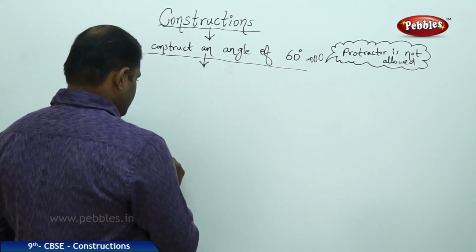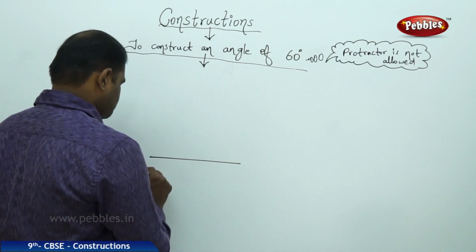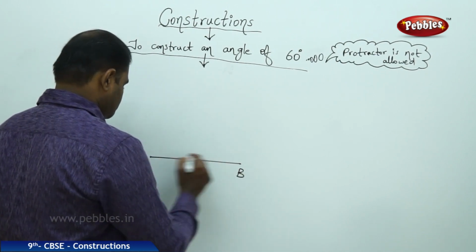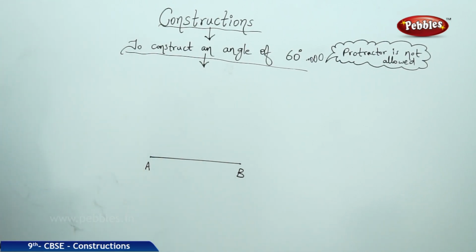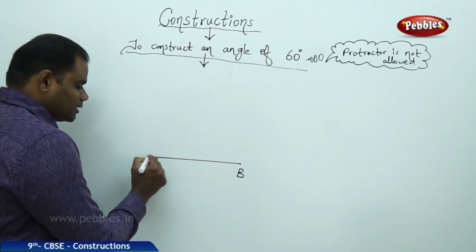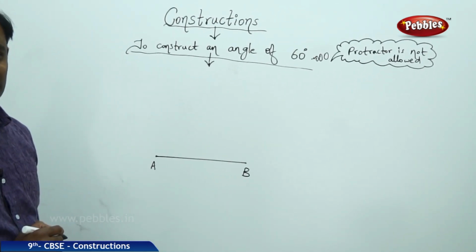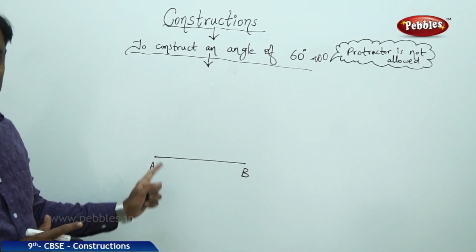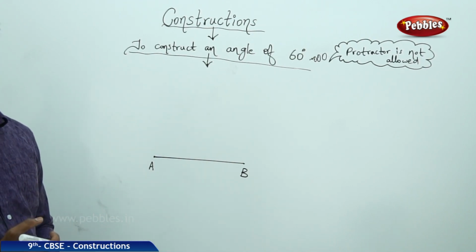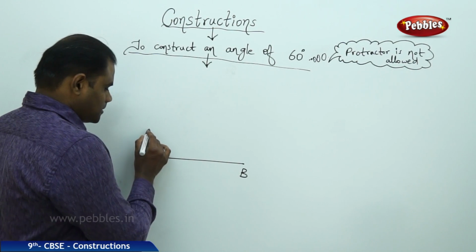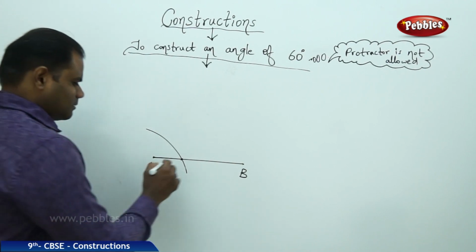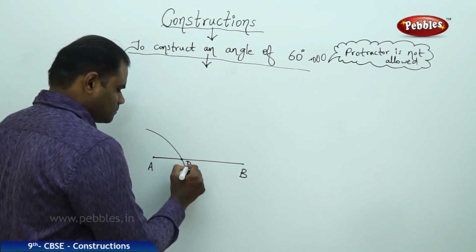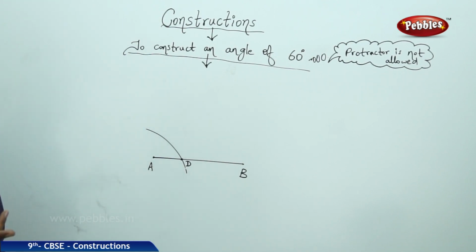So here I take a line segment AB. Now at this point A, I would like to construct a 60 degrees angle. So let's see how we can do that. In order that I construct an angle of 60 degrees, I first put the compass at A and draw an arc of suitable radius. So here I draw an arc which cuts the line AB at some point D with some suitable radius from the compass.